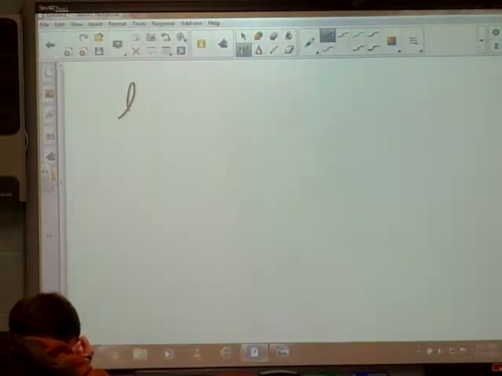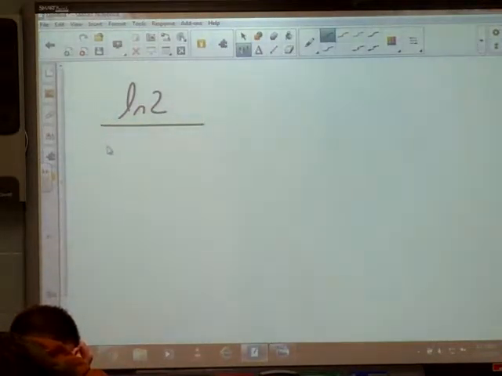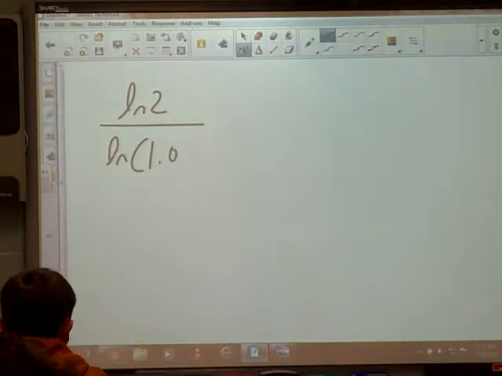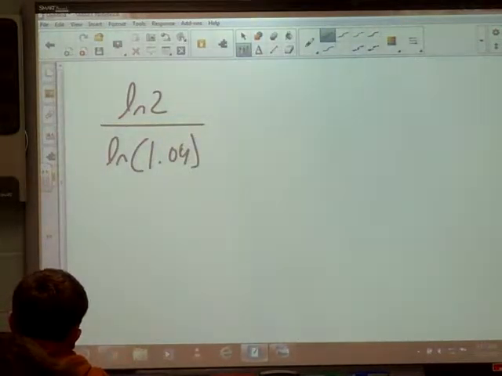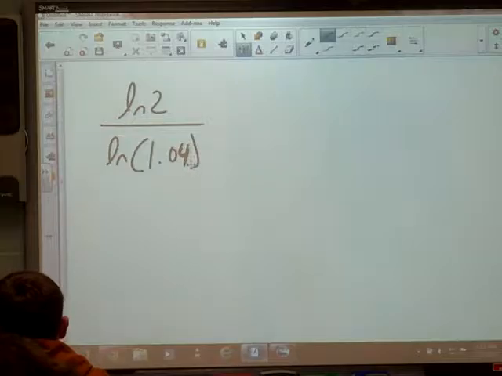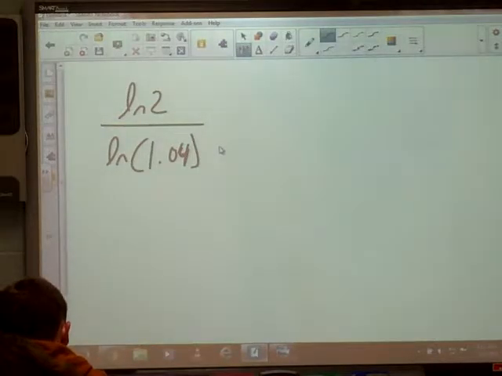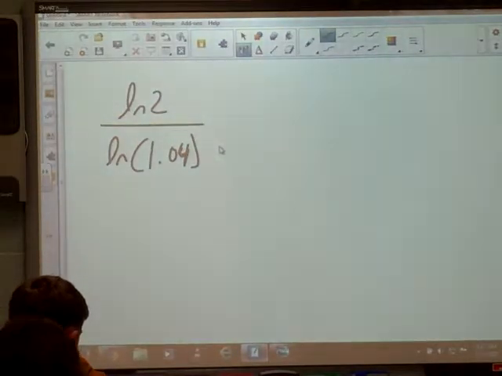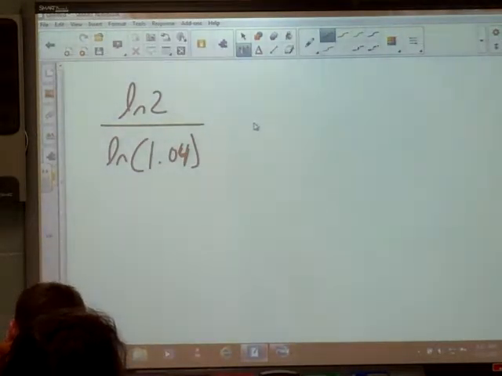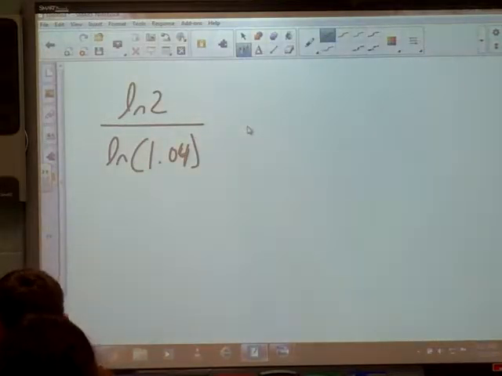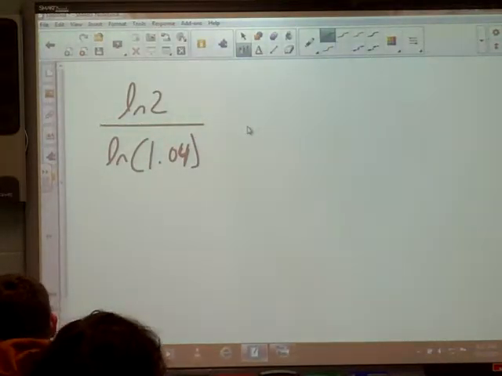So I'm going to have the natural log of 2 using the equation they gave me, divided by the natural log of 1 plus 0.04. 4% is the same as 0.04. 1 plus 0.04 is 1.04. The natural log button on your calculator is over on the far left, right next to the 4. Round to the nearest whole year. What'd y'all get?